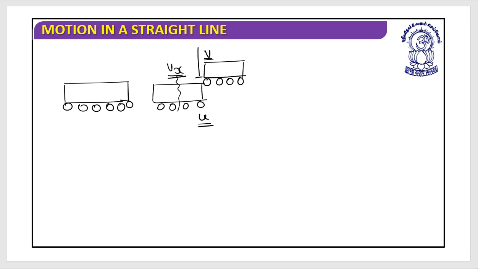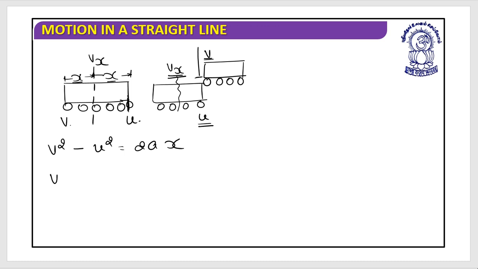What I basically assume is that we divide this length into two segments, x and x, because it is a midpoint, so the total length would be 2x. The velocity at this end is u, at the other end it is v, and at the midpoint it is vx. So I have the relation v square minus u square equals 2ax. This is my master relation. Now my distance for this train is x plus x, that is 2x.